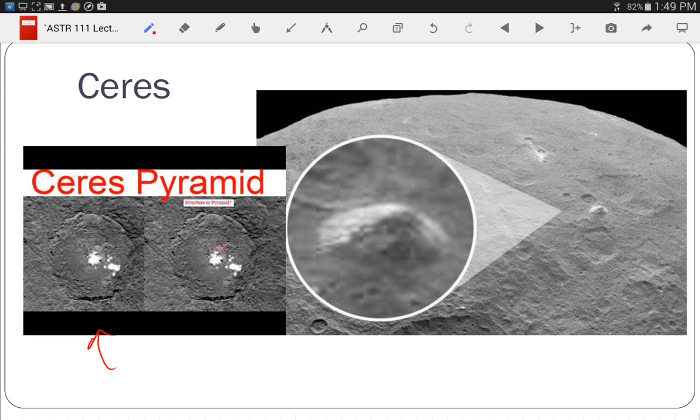Is Ceres between Mars and Jupiter? Yes, Ceres is... That's what I'm doing.